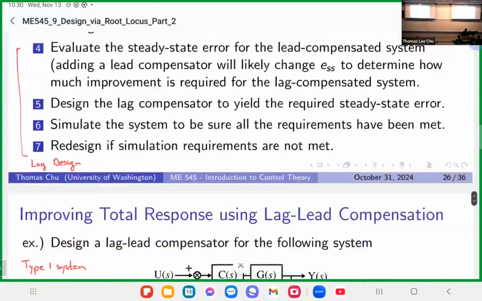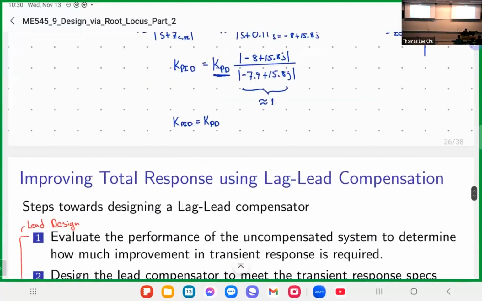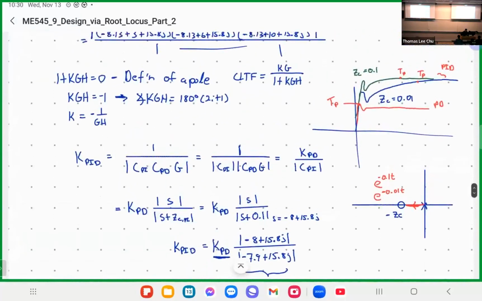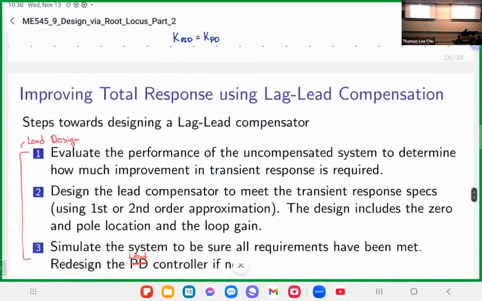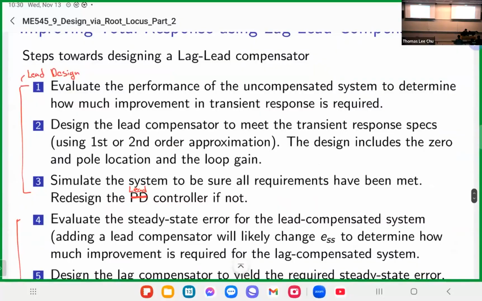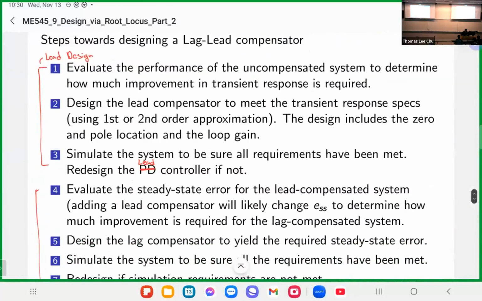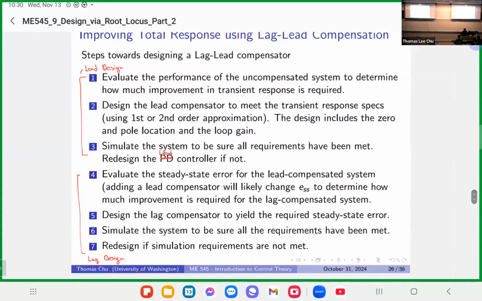Right. Yesterday we started our lag lead compensator example, and we're going to finish that today. Just a quick reminder on lag lead design: we start with the lead design first, which changes the root locus shape, and we want to adjust the root locus such that it passes through the desired closed loop pole location. Then we add a lag compensator, which preserves the shape of the root locus but reduces steady state error.